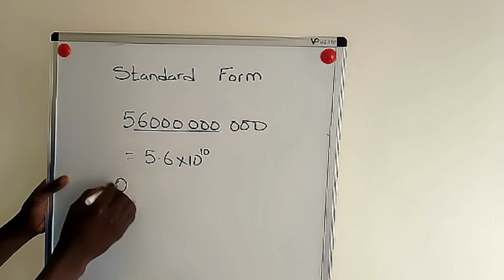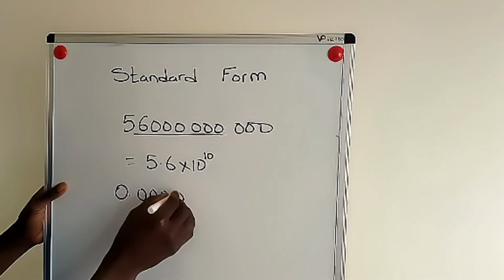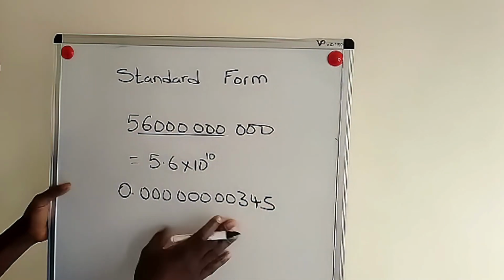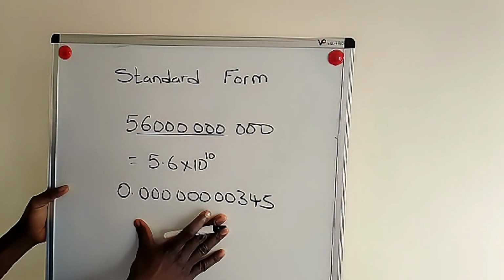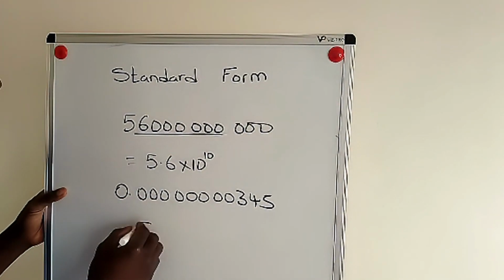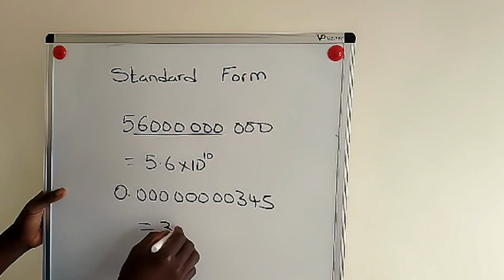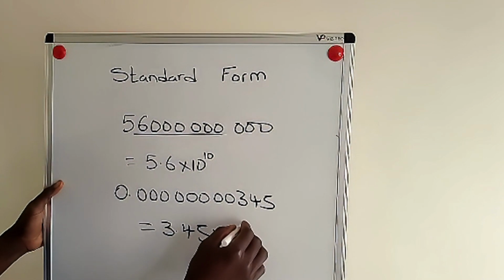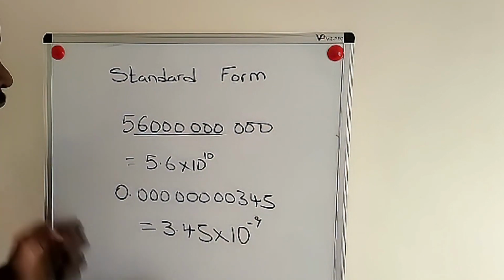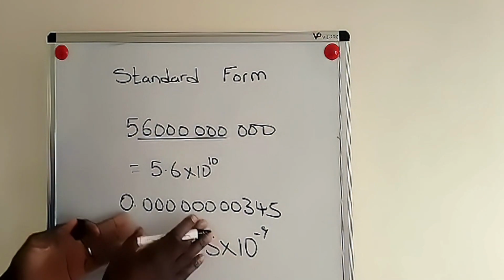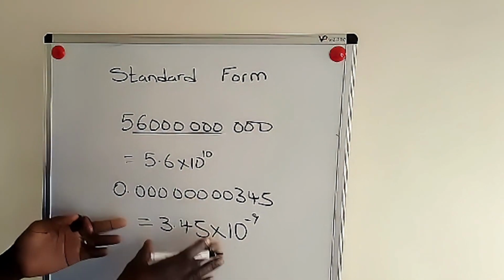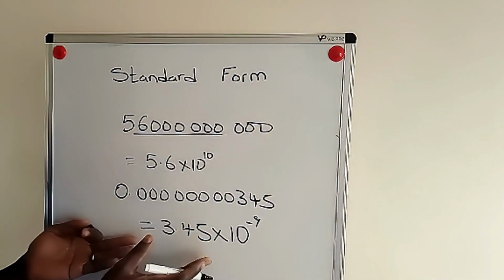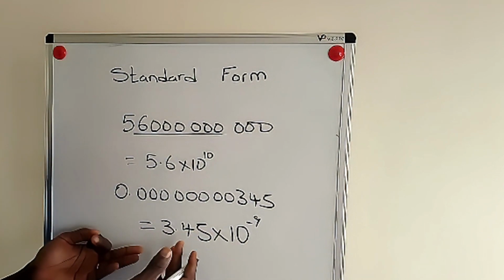If I also have 0.000000003 4 5, this is a number also in its ordinary form, and if I want to write that in standard form, it's going to be 3.45 times 10 raised to the power of minus 9. This number was in its ordinary form, and now I have written it in its standard form. So a small number is written in a more convenient way using standard form.